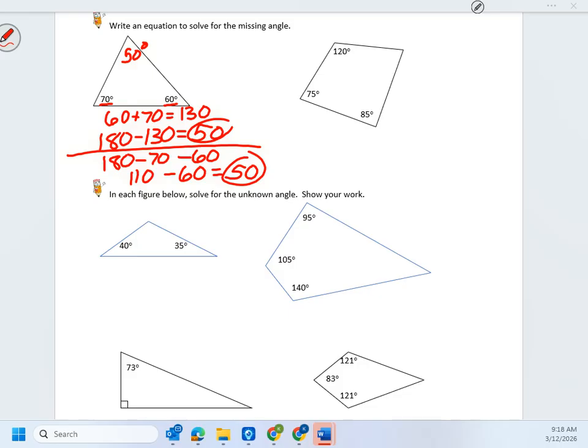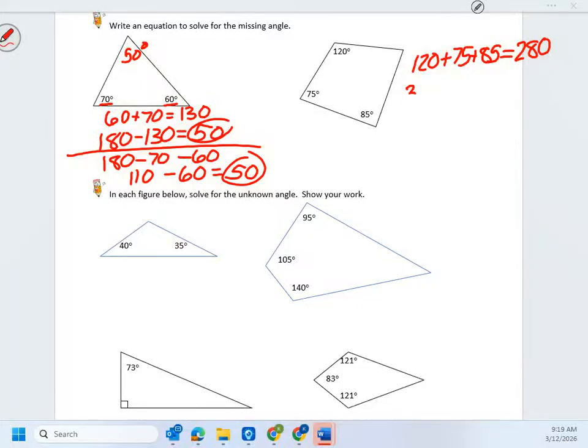Let's look at our quadrilateral. How should we find that missing angle? What would you do, Michael? So Michael says add 120 plus 75 plus 85, and we get what? We add all three of those together. Get your calculators out. Rhoda? 280.